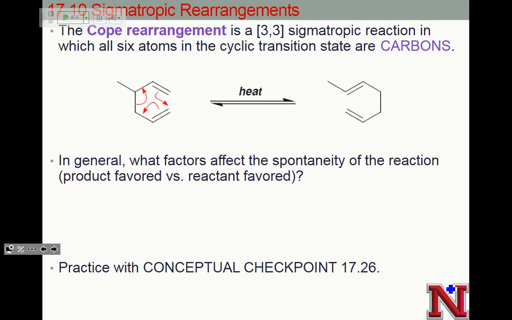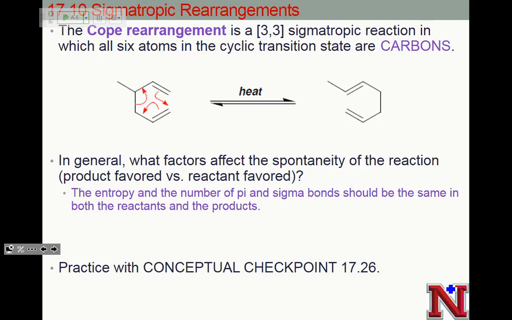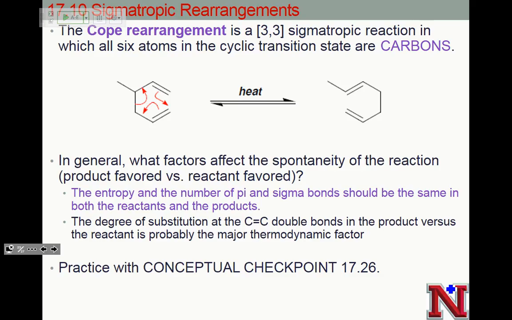So if we look at this one, we're starting with a monosubstituted and a monosubstituted double bond. But in our product, we have a monosubstituted and a disubstituted. So this double bond is more substituted, it's more stable. So for this case, the equilibrium would lie in the form of the product. So when we're determining which side the equilibrium will lie for this Cope rearrangement, it's going to lie to the side of the more stable pi bonds.